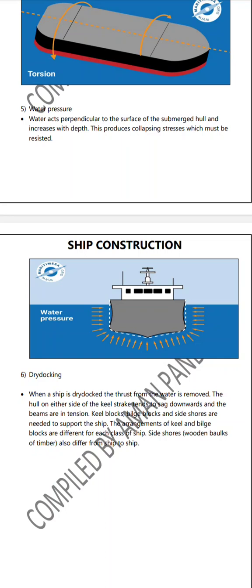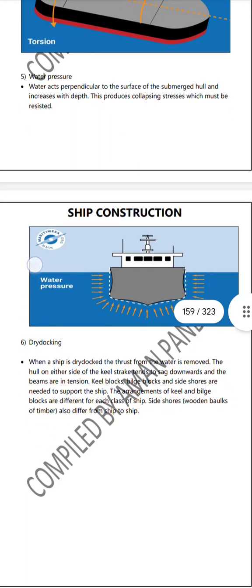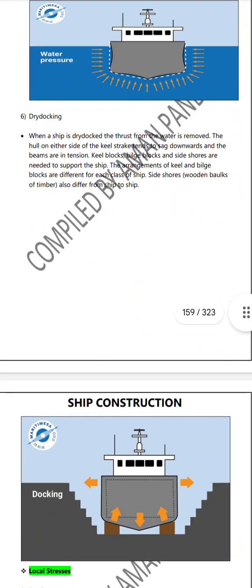Now water pressure is a kind of force which acts perpendicular to the hull of the vessel. This produces collapsing stresses which must be resisted. The pressure on the surface of the submerged hull increases with the depth. Okay, now what is dry docking?